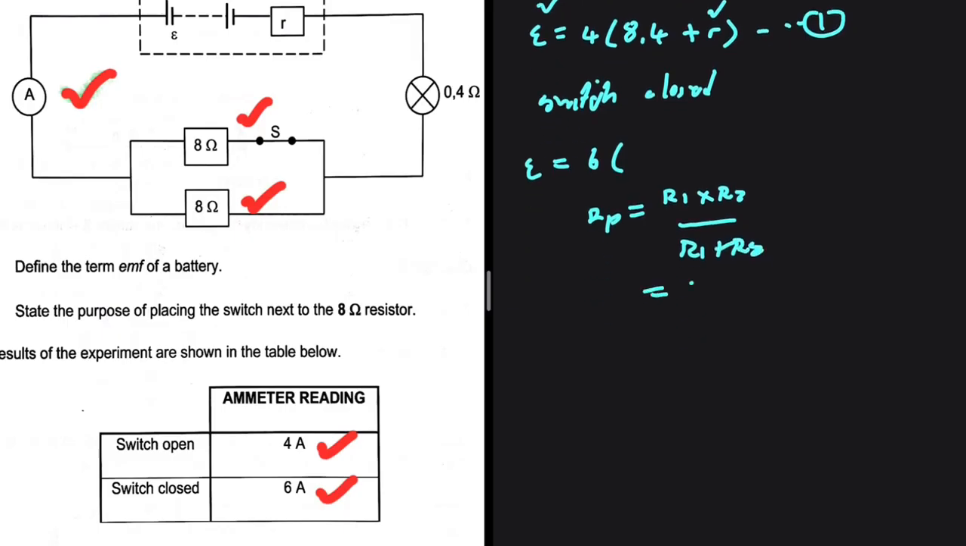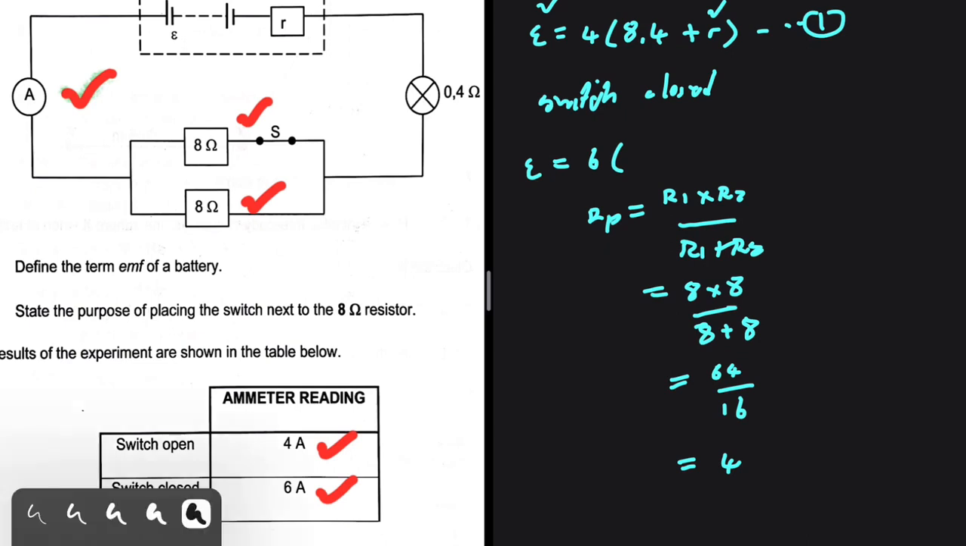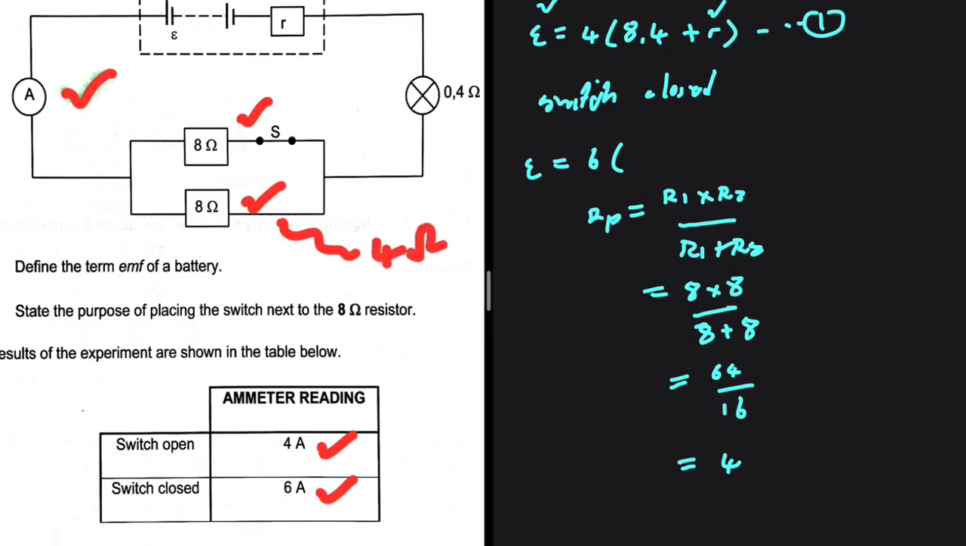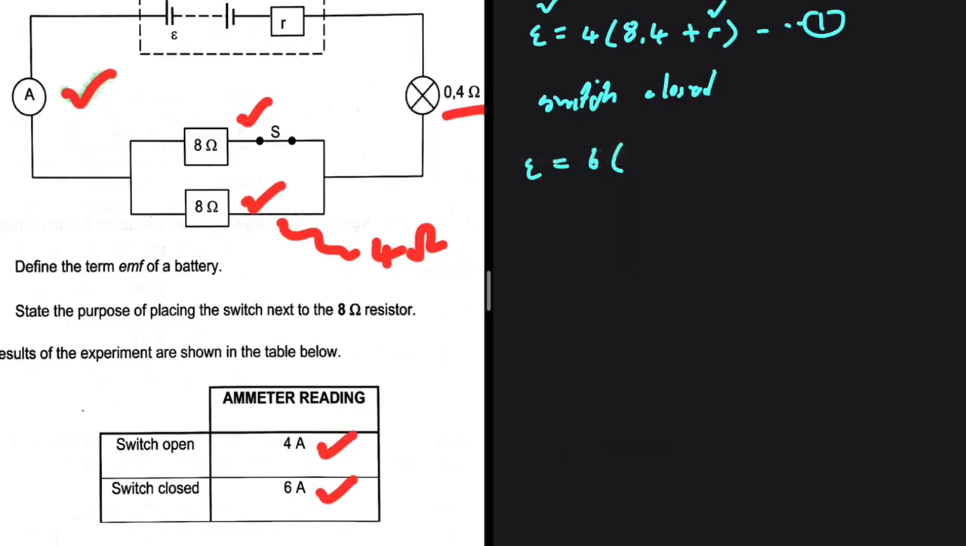R1 and R2 are both 8, so 8 times 8 divided by 8 plus 8. 8 multiplied by 8 is 64. 8 plus 8 is 16. 64 divided by 16 is 4. So our Rp is equal to 4. So here the effective resistance is 4 ohm. But we have this 0.4 ohm, so our total external resistance is 4 plus 0.4, which is 4.4. Let's get rid of all this and substitute 4.4 in our equation.